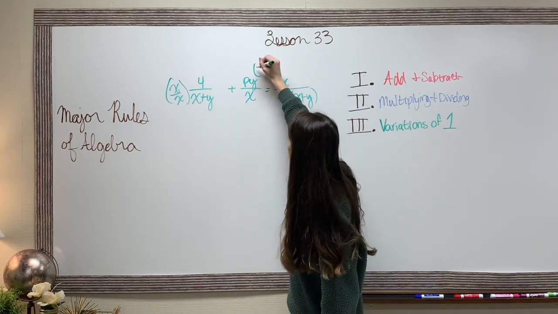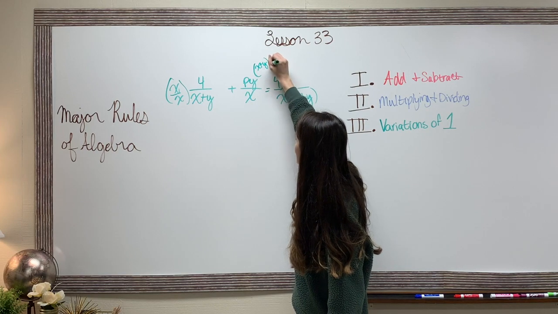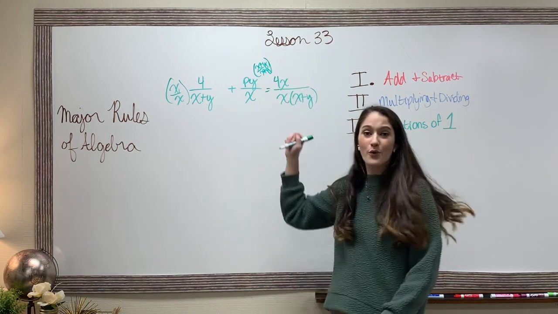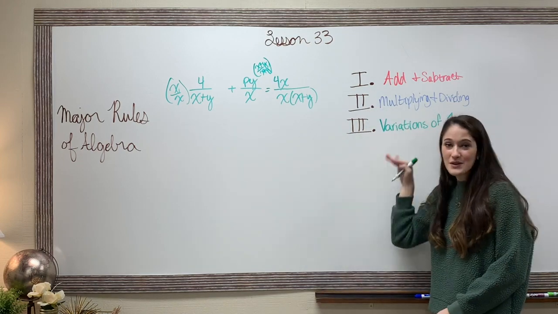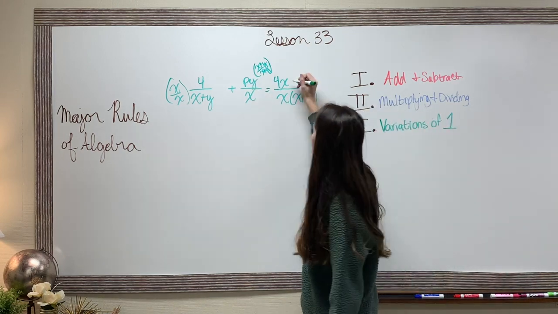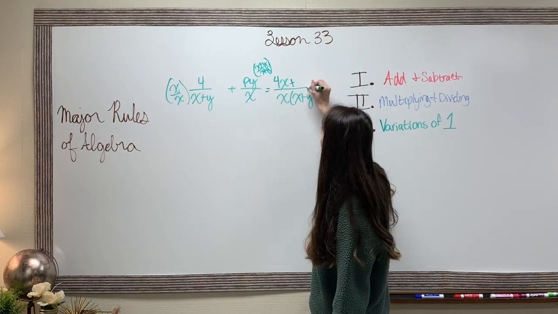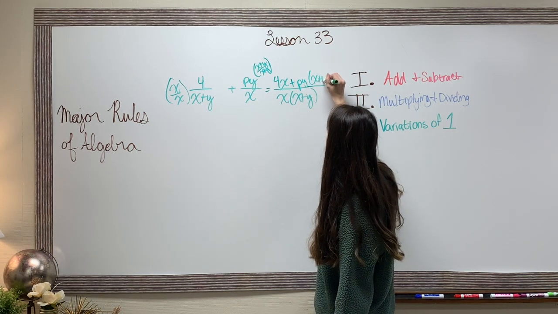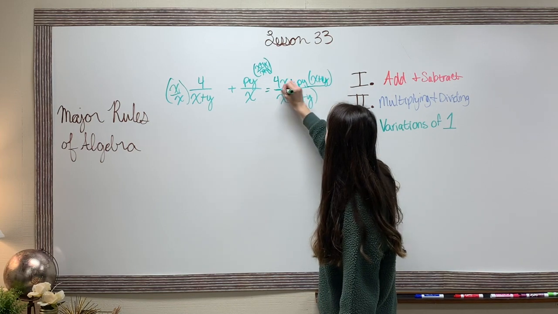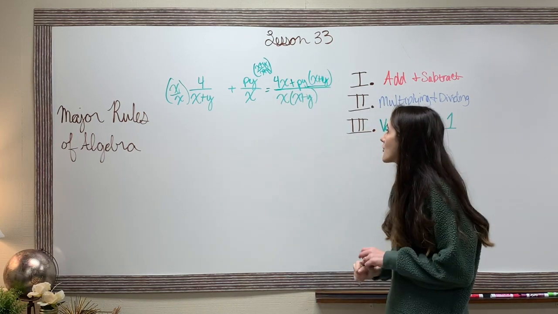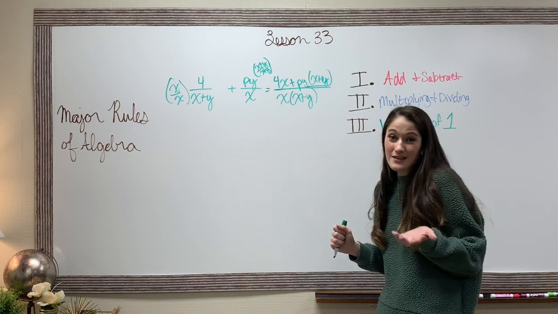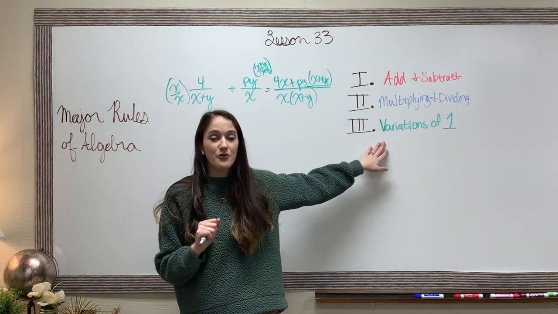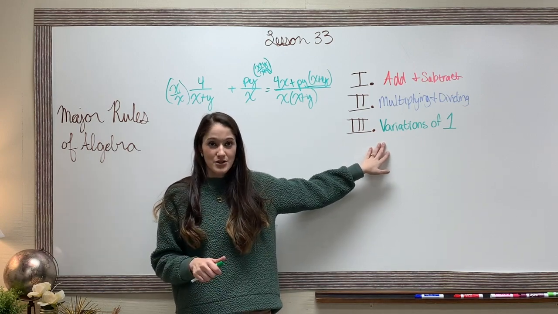So now I need to multiply this by x plus y over x plus y, because it's something over itself, and something over itself equals 1. So we have plus, because that sign does not go away, py times x plus y. And now we have it all over one denominator, so we are done. This is solved, but it's because we used rule number 3 of multiplying by a variation of 1.